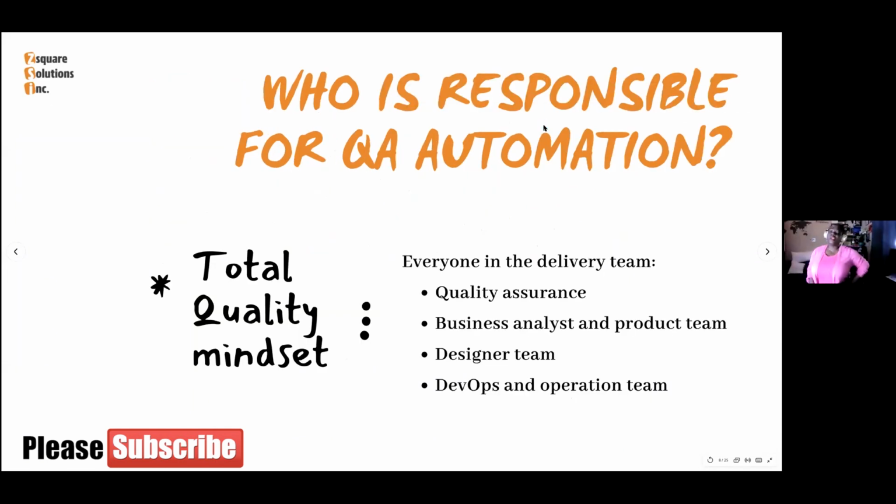So who is responsible for QA automation? I think the one answer kind of hit it from the general knowledge that everybody thinks that's what it is. But the answer is simple. It's everyone in your delivery team, starting from QA, obviously. And then you have your business analyst, your product team, your designer, developer team, your DevOps, operation, and anybody that touched the application at any given point in the SDLC pipeline process is responsible for the QA automation. That's what I like to call total quality mindset. Everybody in the organization needs to have a total quality mindset.